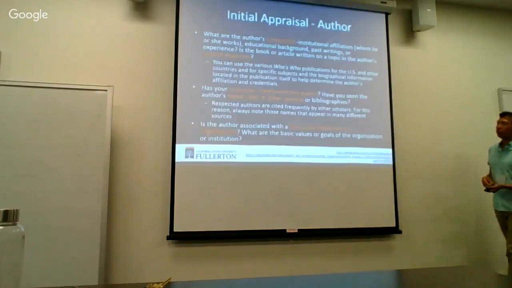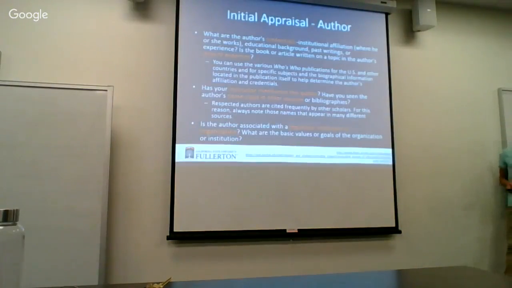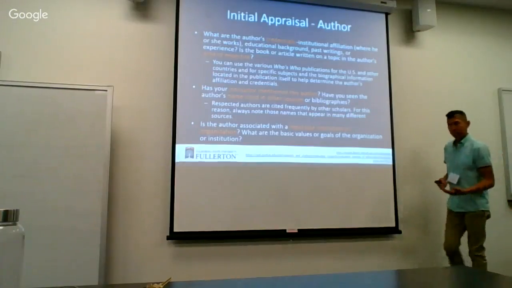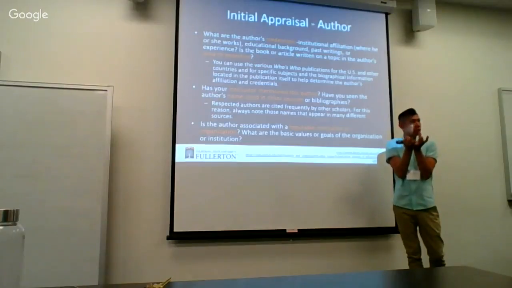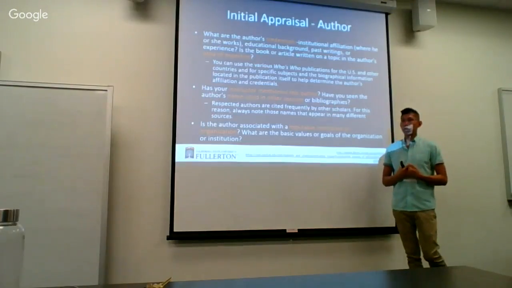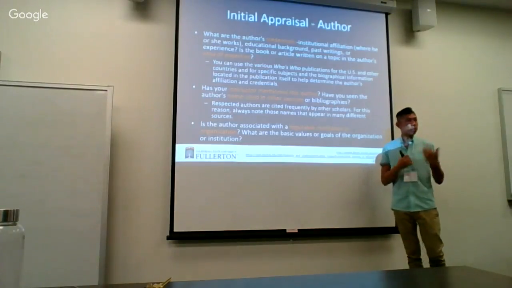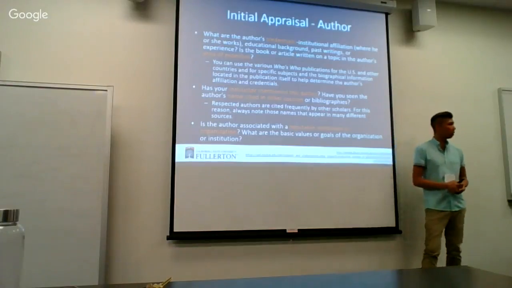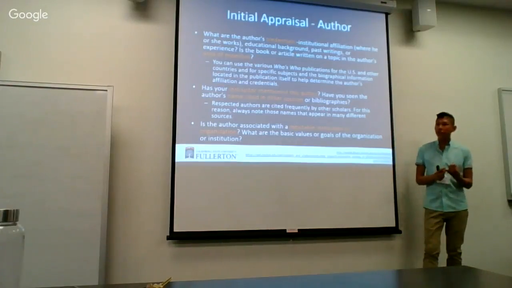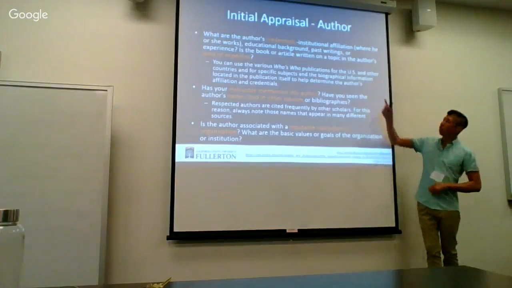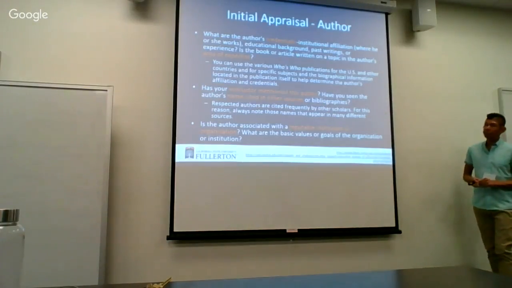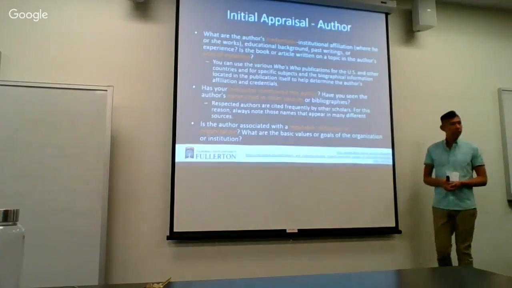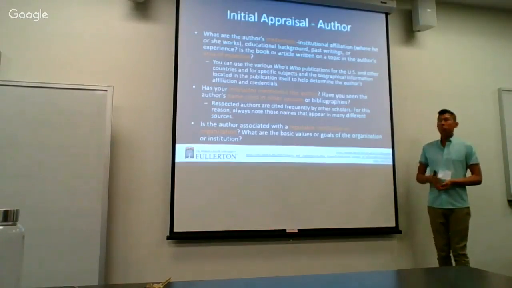So let's start with the initial appraisal, the author. Right? You want to assess, the whole point is what value does this particular source have in my research? So the first thing is who's actually writing it? Who's the ones that put together this particular piece? Asking about their credentials. Right? Where did they go to school? Affiliation, educational background, other types of writing. Essentially, what is their expertise, right?